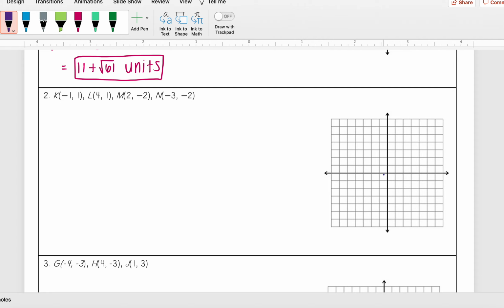So I have K, -1, 1. L, 4, 1. M, 2, -2. Right 2, and then down 2. And then N, -3, -2. And so I end up with this quadrilateral, which we'll learn about later is actually a parallelogram.